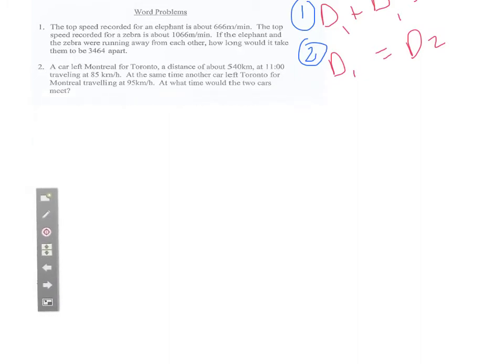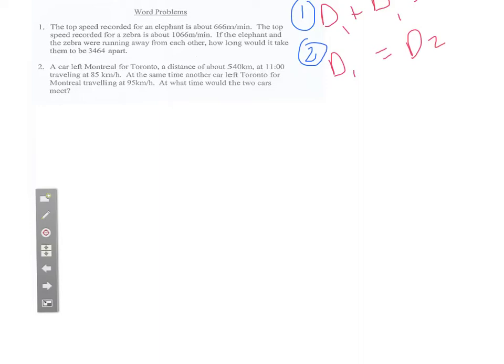And in this situation, we have a car that leaves Montreal for Toronto, at a distance of 540 kilometers, at 11 o'clock, traveling 85 kilometers per hour. At the same time, another car leaves Toronto for Montreal, traveling at 95 kilometers an hour. What time will it be when the two cars meet?